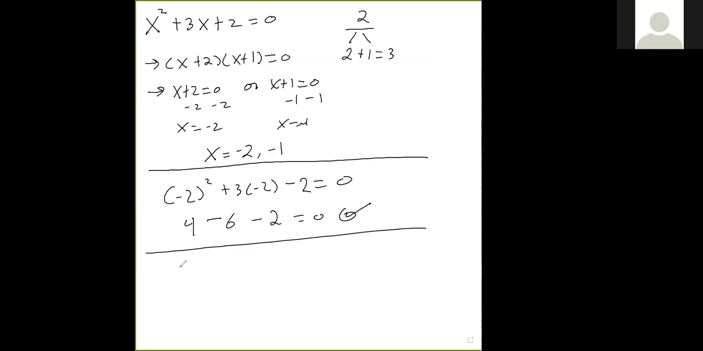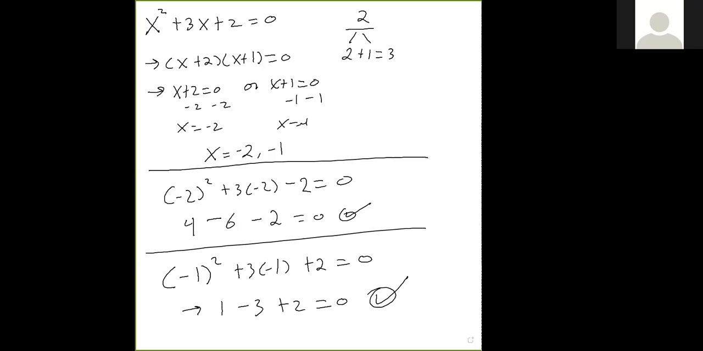Now, what about -1? -1 squared plus 3 times -1 plus 2. Does that equal 0? Well, that's going to be 1 minus 3 plus 2. And yes, that does indeed equal 0. So this is the solution to that trinomial. All right, let's try another one. Let's try one from the lecture notes.